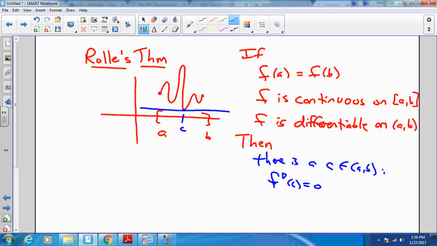Okay, and so if it's increasing and then has to come back down, or decreasing and then back up, it's a local max or a local min. You got it. That's the spirit of the proof. That's exactly it. So here's our proof. Very good.